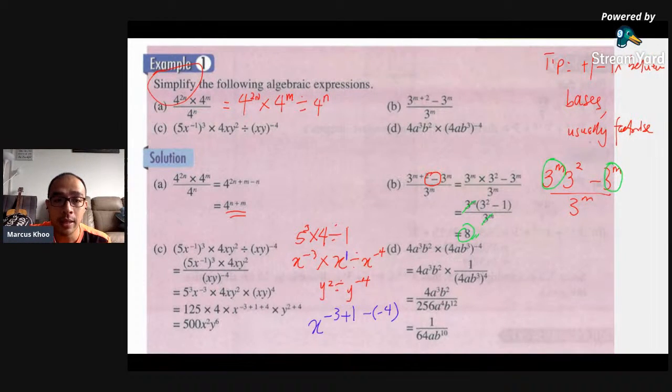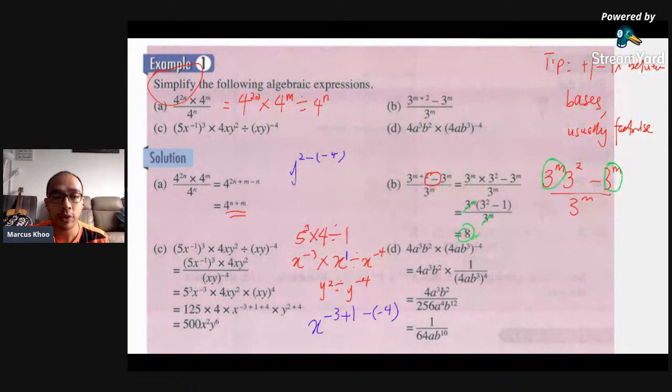Now, last of all is y squared divided by negative 4. This will give you y squared minus negative 4. This one will give you y to the power of 6. Now, you can always do it the textbook way, also no problem, okay? But for me, I like to separate it out and then I combine it back together so that I can see clearly one by one, okay?